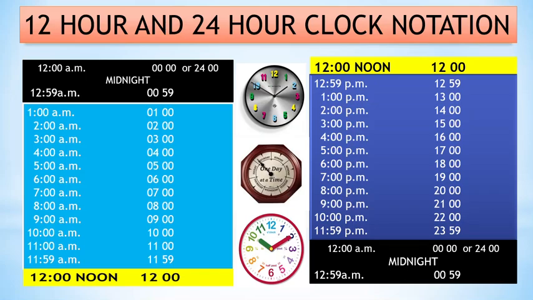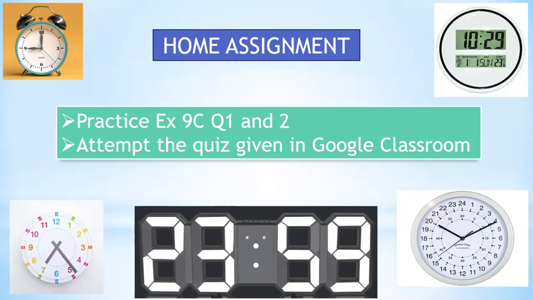In this slide, the tables show the conversion of time from each hour of the day from 12-hour clock notation to 24-hour clock notation and vice versa. Read both the tables carefully to find time in both notations. Okay, you are going to do exercise 9C question 1 and 2 as a practice question in your maths notebook. There is one quiz uploaded in Google Classroom. You are going to attempt that quiz and don't forget to click the submit button.